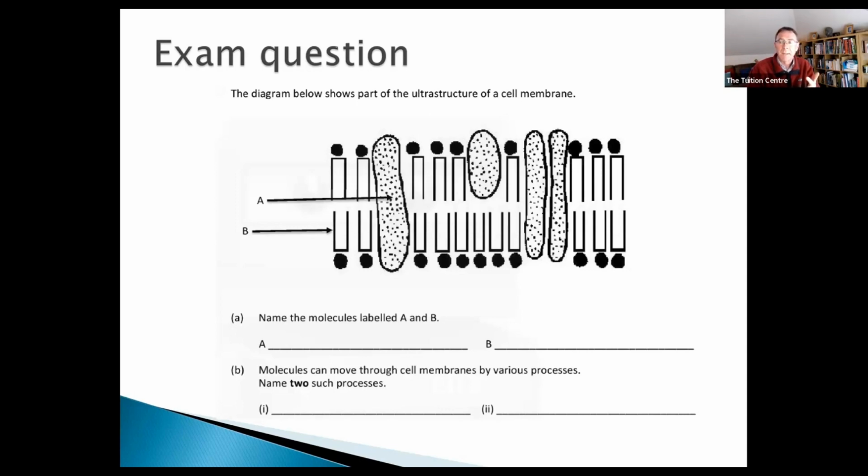A was a protein. So B was the lipid, and A protein was enough. All you had to say was protein.